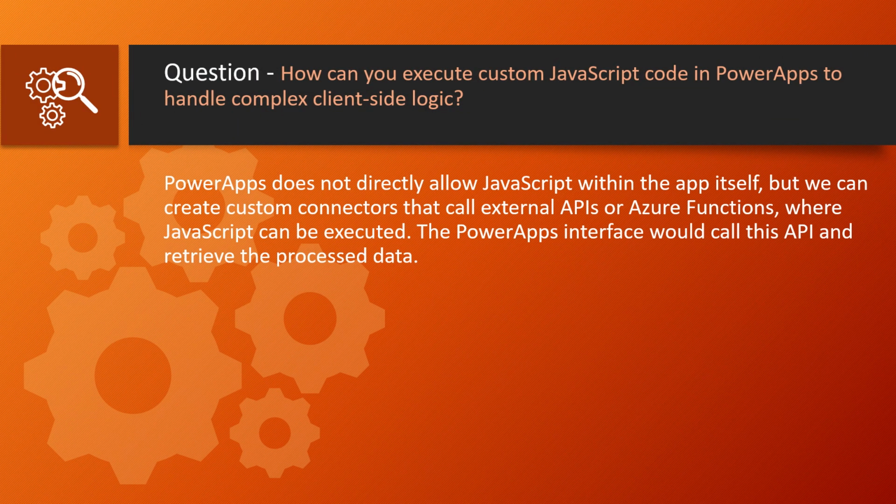So the first question is, how can you execute custom JavaScript code in Power Apps to handle complex client-side logic? Here the interviewer wants to know how you would implement JavaScript for complex client-side logic. The answer should be: Power Apps doesn't directly support JavaScript within the app itself, but we can create a custom connector that calls an external API or an Azure function where the JavaScript can be executed. The Power Apps interface would call this API and retrieve the processed data.